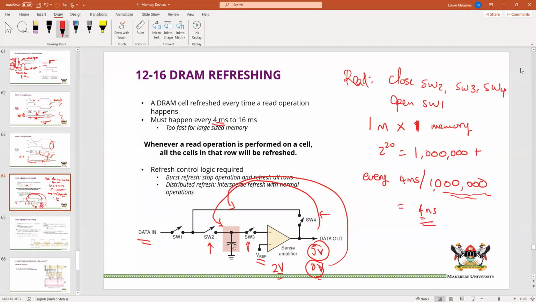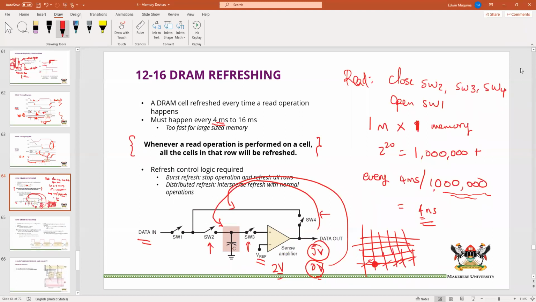Luckily, manufacturers are now manufacturing DRAMs that follow this principle, that every time you perform a read operation at any cell, all the cells within that row will be refreshed. So we have our memory like that. Those are columns and rows and so on. So if I perform a read operation at this address, all of these will also be refreshed. In other words, I now no longer need to read in every address. I need to read in every row. And that is a big deal.